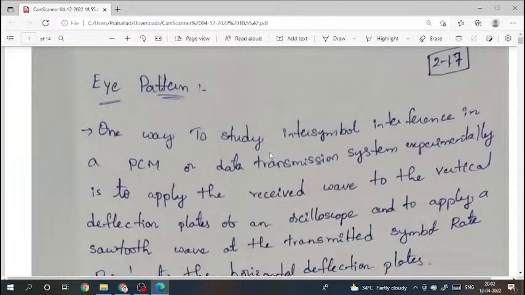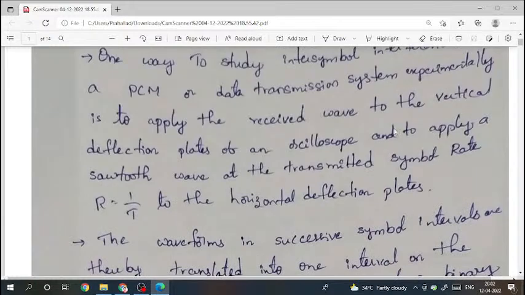One way to study the intersymbol interference in a PCM or data transmission system experimentally is to apply the received wave to the vertical deflection plates of an oscilloscope and to apply a sawtooth wave at the transmitted symbol rate R = 1/T to the horizontal deflection plates. So, to study the intersymbol interference, apply the resulting wave to the vertical plates and the sawtooth wave to the horizontal plates. Then we can study the intersymbol interference.